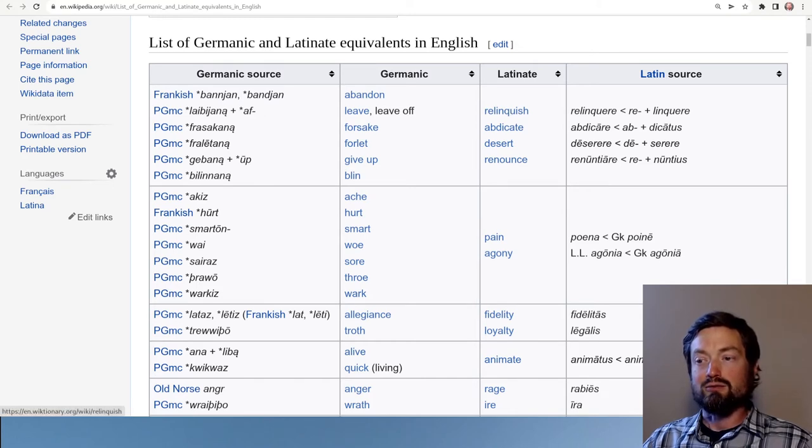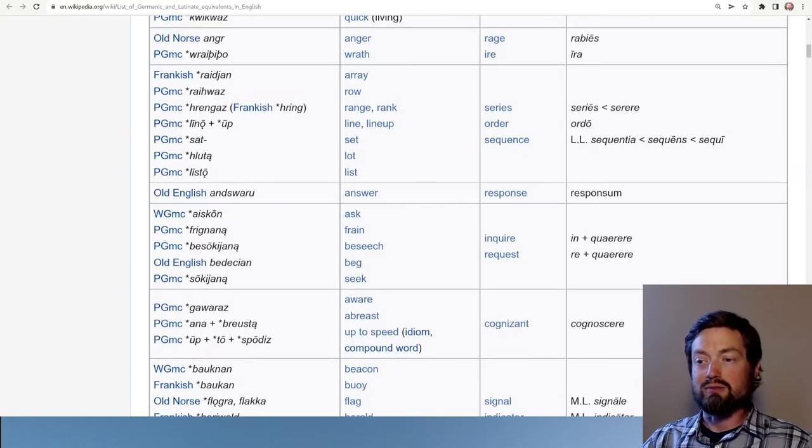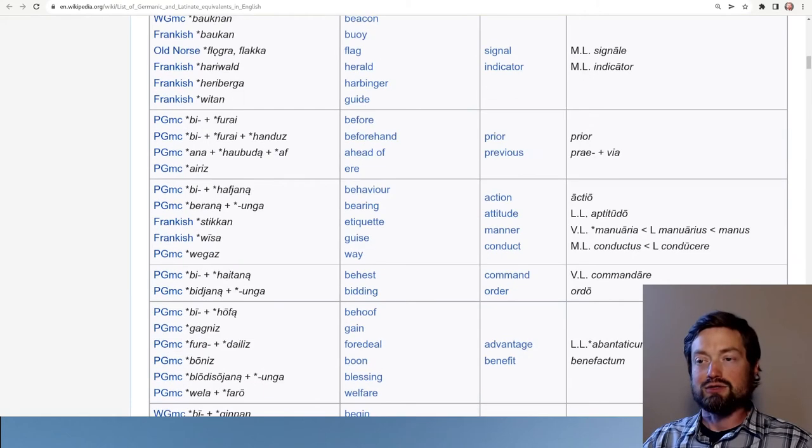We see relinquish, abdicate. See how in many cases, it's more fancy, the Latin side, saying sequence versus a list, and ask versus inquire, and so on. So, yeah, this chart doesn't clearly show which are coming through French. You can see here attempting to trace the order of some of these words, which way they came in.